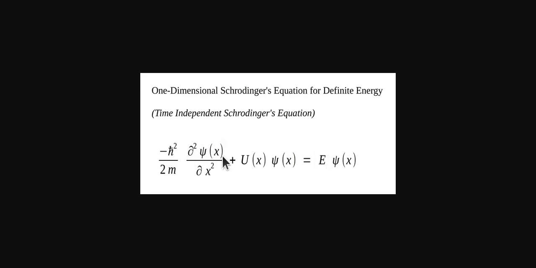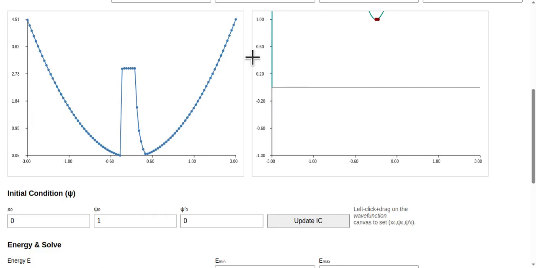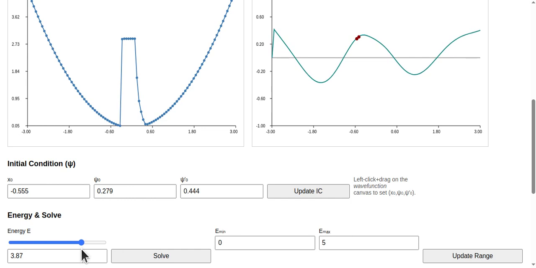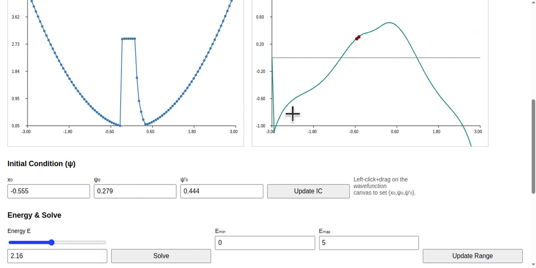We also need two initial conditions because this is a second order differential equation. We need two initial conditions, so for a point in x, we can provide the value and the slope for psi. You can provide that number by dragging on the second canvas. So we provide a value and a slope, and then we provide an arbitrary energy. Now, this is a solution for the Schrodinger equation.